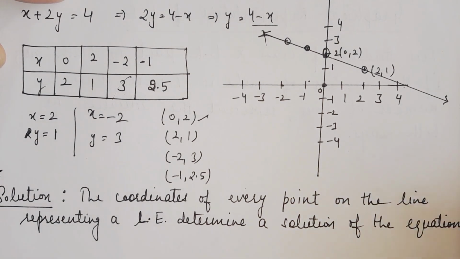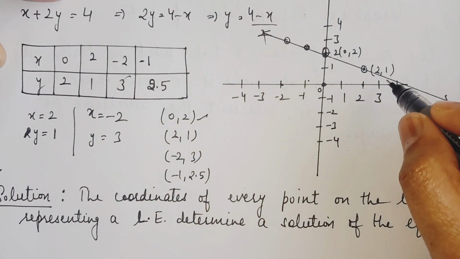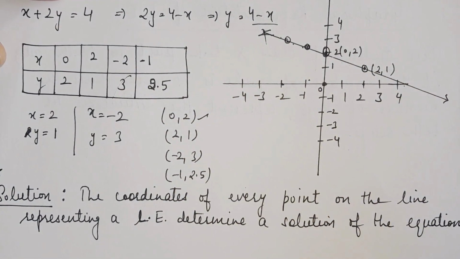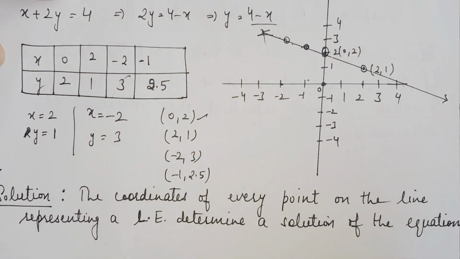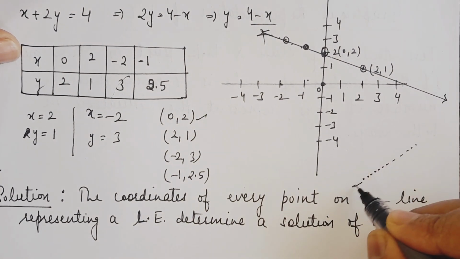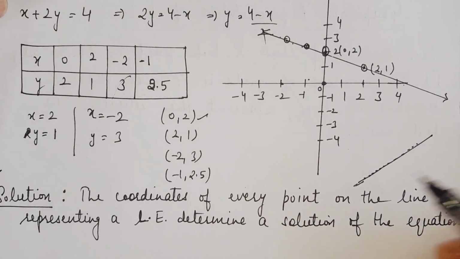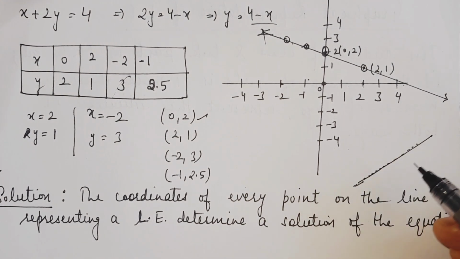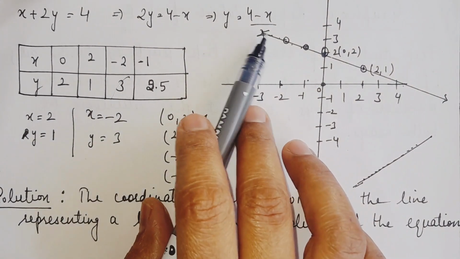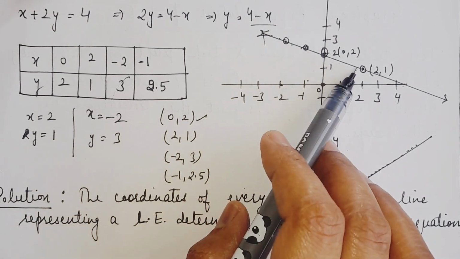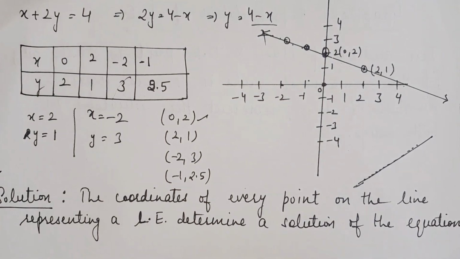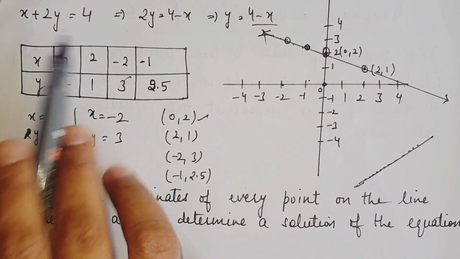So the coordinates of every point on the line, you can take any point anywhere on this line. Infinite points lie on a line, because a line is what you get if you join infinite points. So that means every point on this line is a solution of the linear equation represented by this graph. If you take this point, anywhere, every point on this graph will be a solution to the linear equation x plus 2y equals 4.